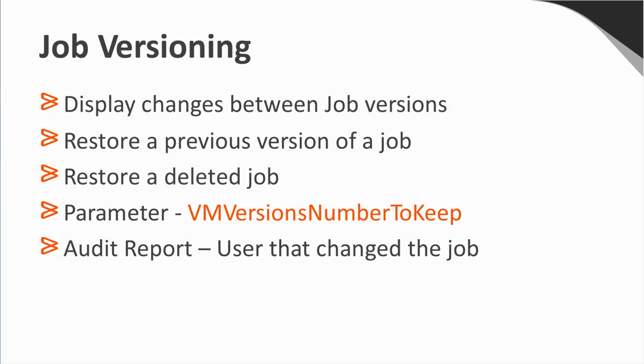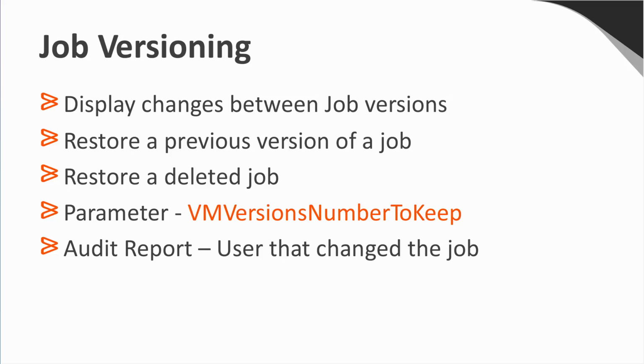So job versioning. What is job versioning? Job versioning displays changes between job versions. You're able to restore a previous version of a job, look at the previous version of a job, and restore a deleted job. The number of job versions is controlled by the VM versions number to keep parameter.